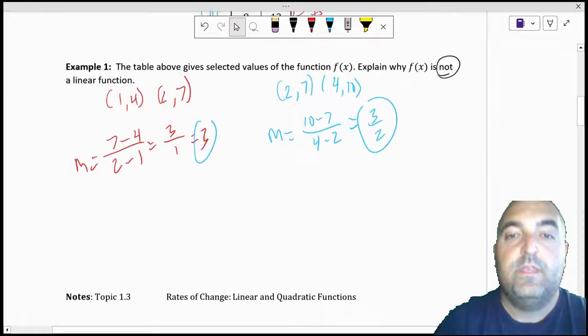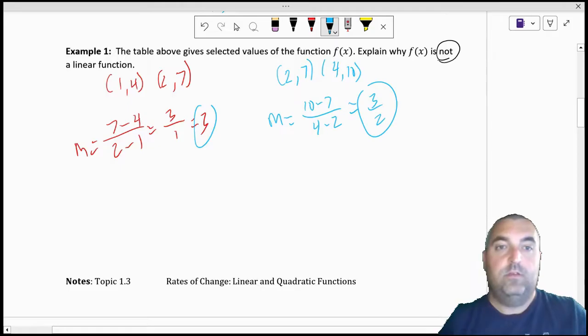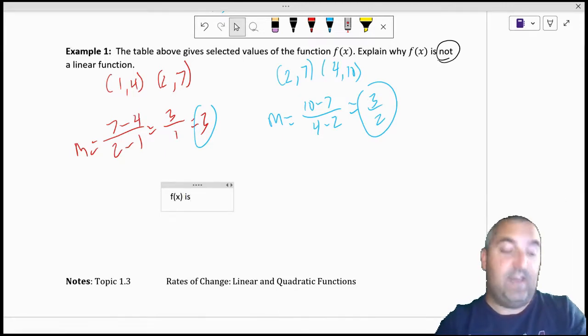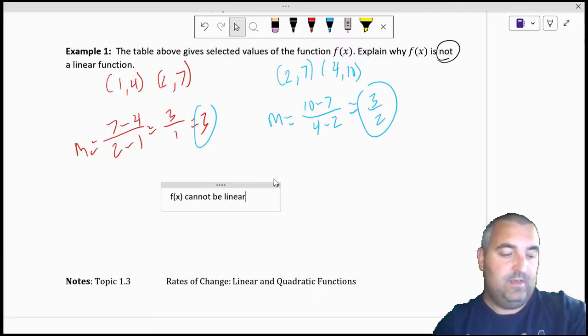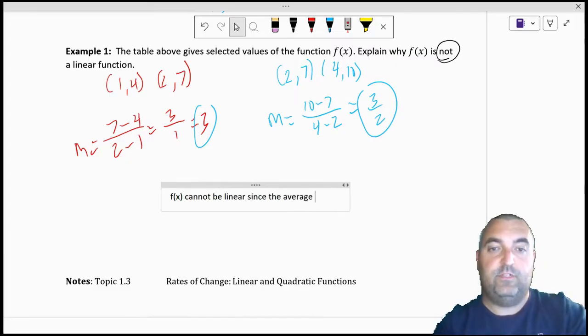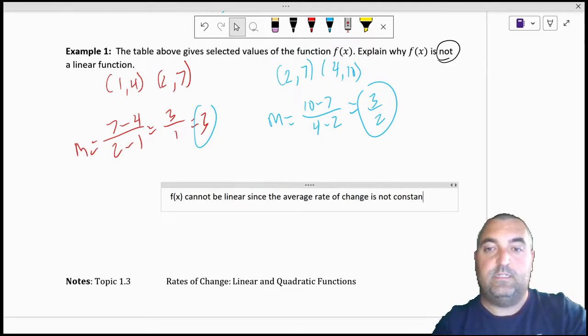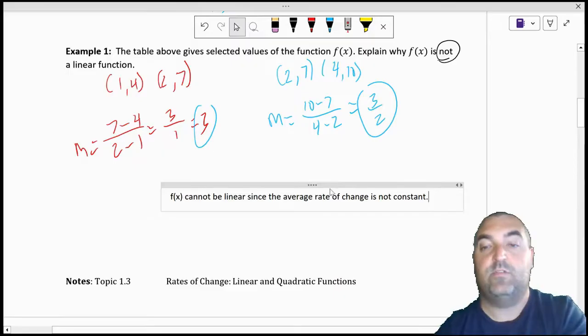So they're not constant. So we can now give a more concise answer. And I'm going to type this so it's not as messy. So we could say f of x cannot be linear since the average rate of change is not constant. Okay, so again, constant meaning it has to be the same numbers. 3 and 3 halves are definitely not the same numbers, so they are not constant.